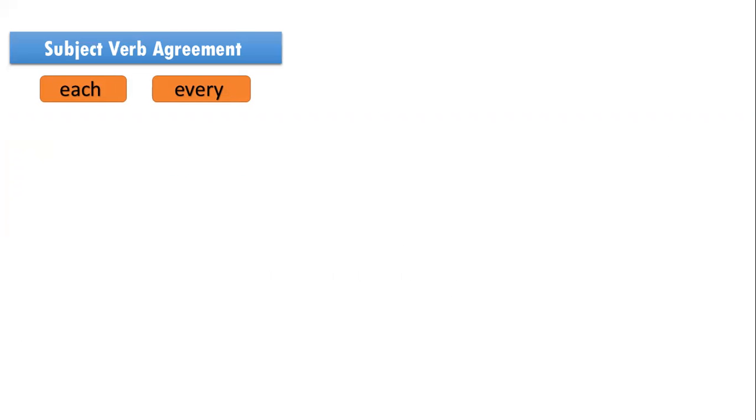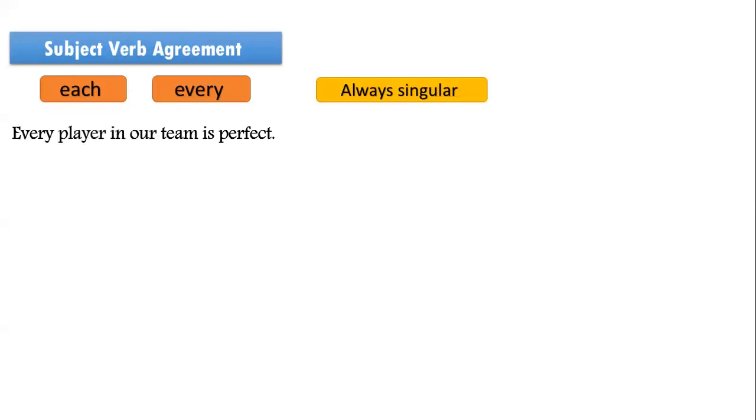Words each and every are always singular. They look plural. That's why we call them tricky subjects. They look plural, however, they are always singular. Let's see. Every player on our team is perfect. Guys, when I say every player on our team, do I mean only one person or everybody in the team? Any answer? One by one. Perfect. That's it. So I'm talking about the whole team. But since I have the word every, it is always singular.